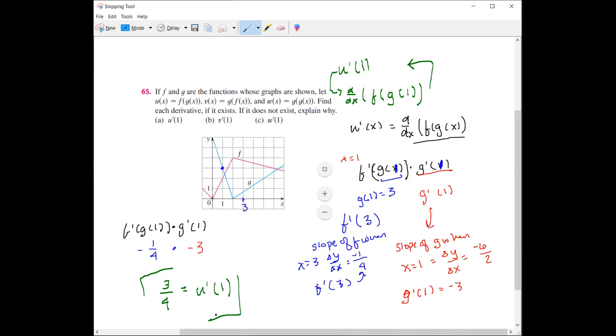So, of course, no problem. Do you want to try to do v of x or w of x, or do you kind of have the hang of it? For sure, for sure. It's my job.